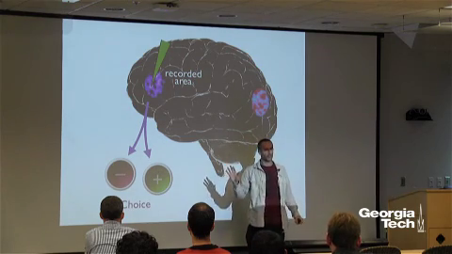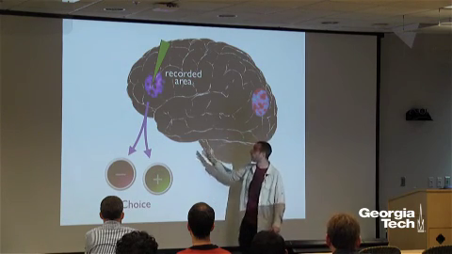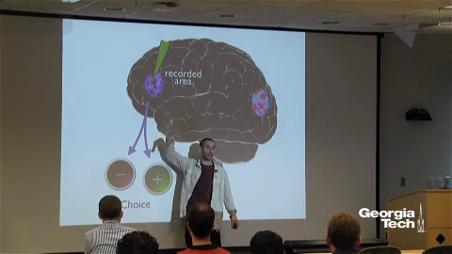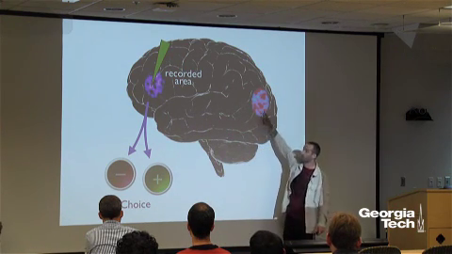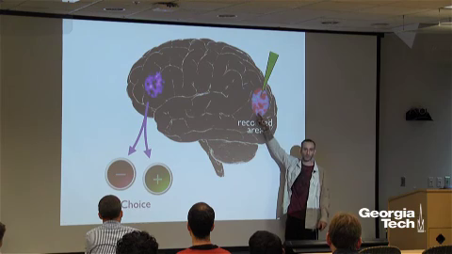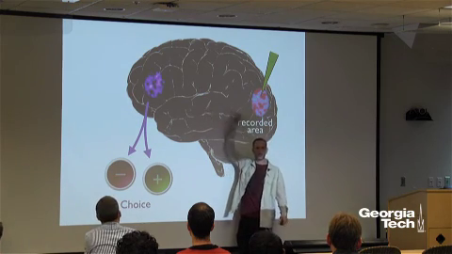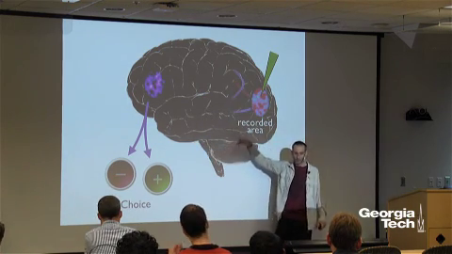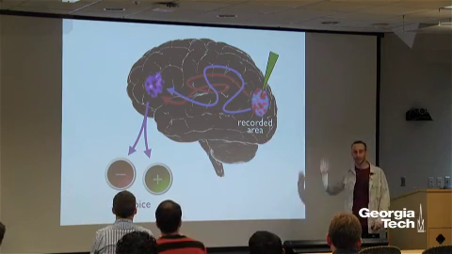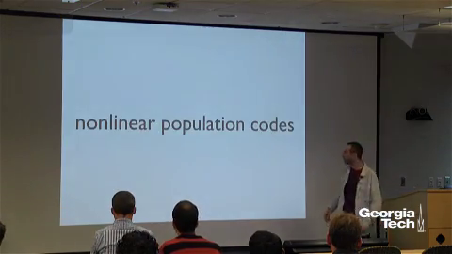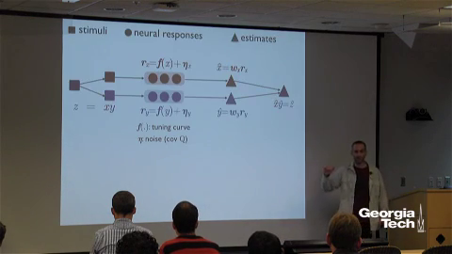So all that stuff that I just talked about is great if you're recording from the neurons that are linearly decoded by the brain to make a decision. But what if you're recording from these neurons? Well, now there's a lot of stuff between here and the decision. And we'd like to understand that. So that's where the action is, that kind of recoding. Now we're going to talk about nonlinear population codes.